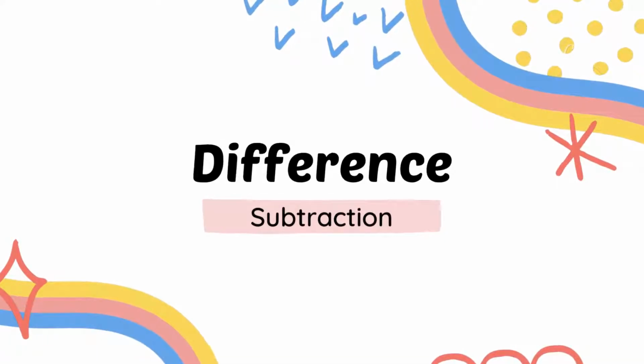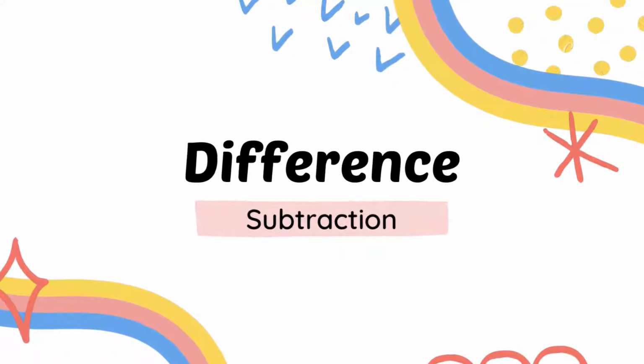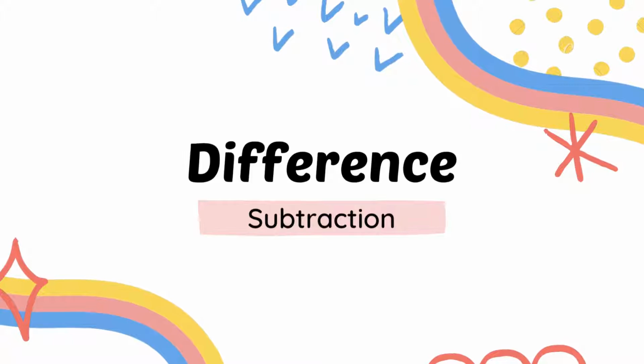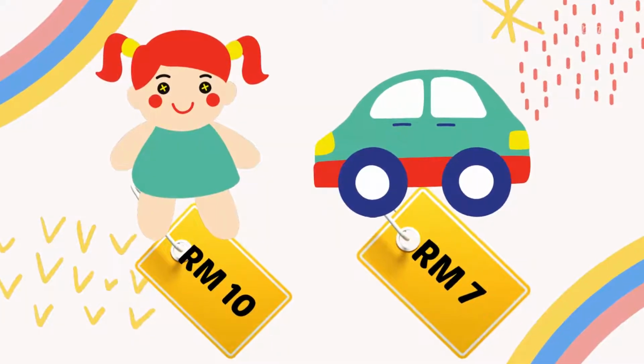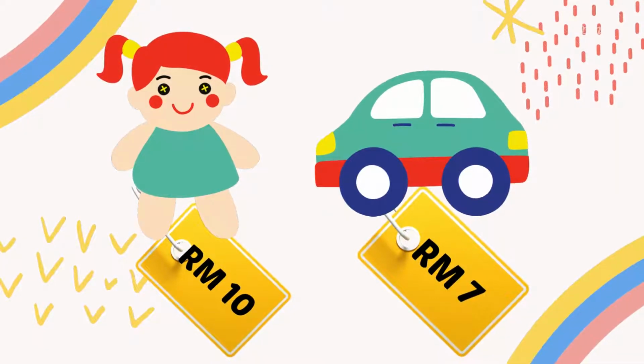Now let's look at this one. This word is being read as difference. Difference. In Malay, perbezaan. Maksud dia perbezaan. Difference can also bring the meaning of subtraction. Now look at the picture here. We have the picture of a doll and a picture of a car. Toy car, and toy doll.